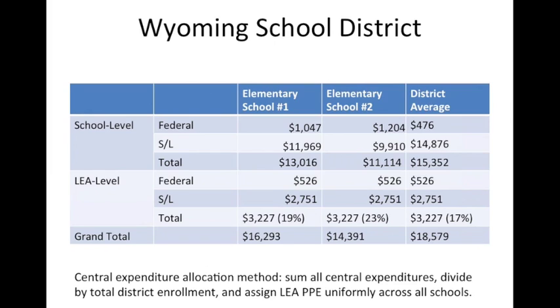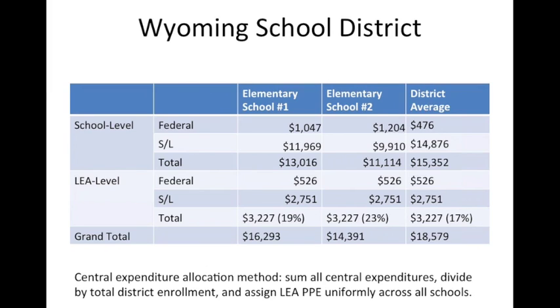But Wyoming uses an essential expenditure allocation where they sum all the essential expenditures and divide by total enrollment, and then assign LEA PPE pretty uniformly across all the schools. So in that LEA middle section, LEA level, you'll see that the federal amount is the same for elementary school number 1 and elementary school number 2, and the state and local essential amount is the same for both schools as well. So that's one allocation method that we're going to be going through a little bit today.